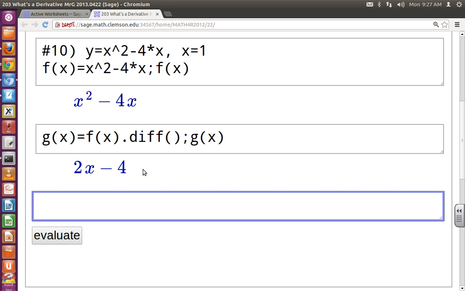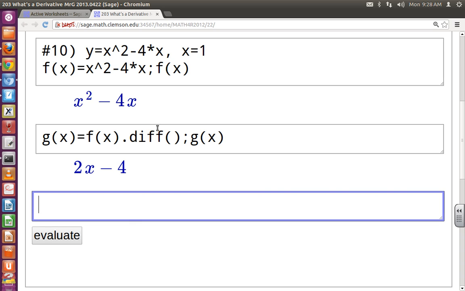Who's stuck? I see some people stuck. So f of x is a given function. G of x is what I'm naming the derivative. Just give it a name. The dot diff method does differentiation, we call it. So you got 2x minus 4. You can make f of x anything you want, and you're going to get the derivative real fast, right?